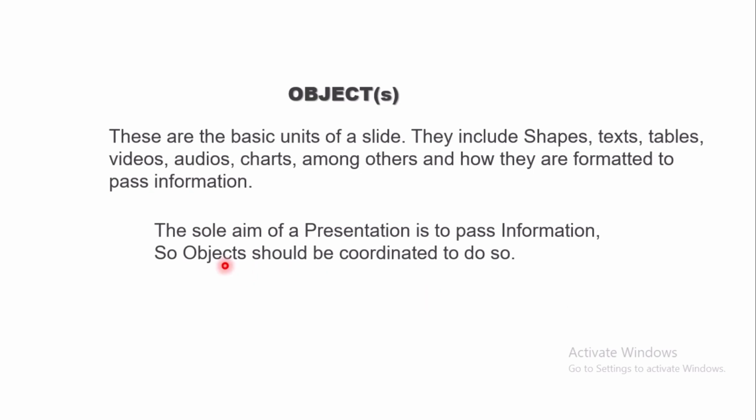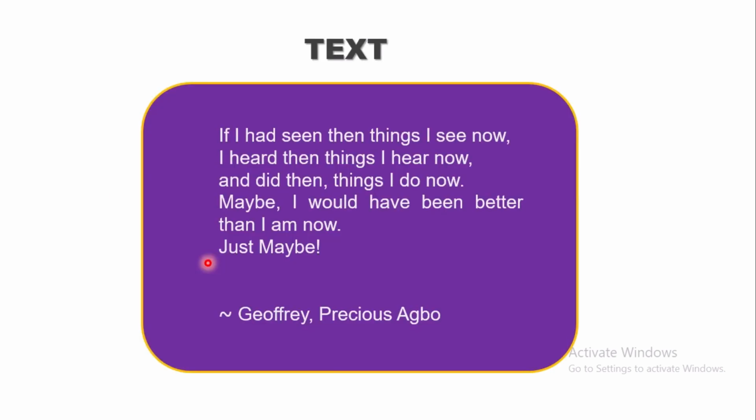I already said some minutes ago that the sole aim of a presentation is to pass information, so objects should be coordinated to do so. Look at this text. This is an object. The text is an object. So what's the content? If I had seen then things I see now, I heard then things I hear now, and did then things I do now, maybe I would have been better than I am now. Just maybe. Geoffrey Precious Agbo.